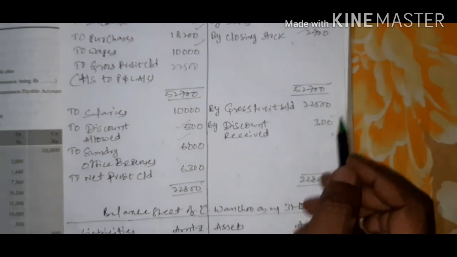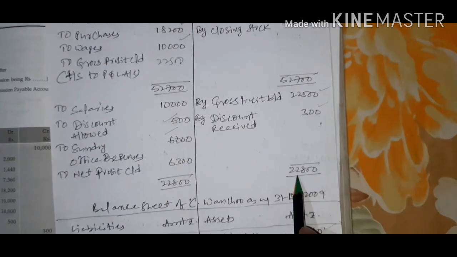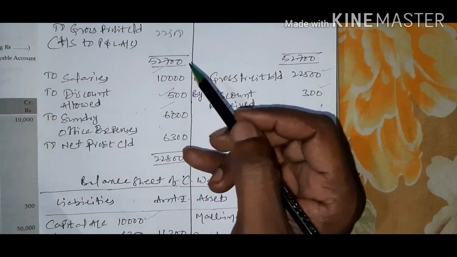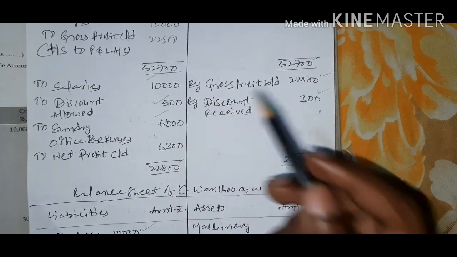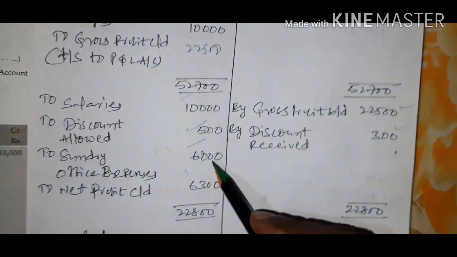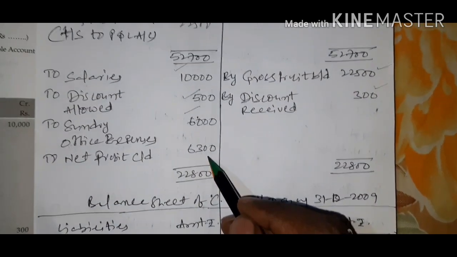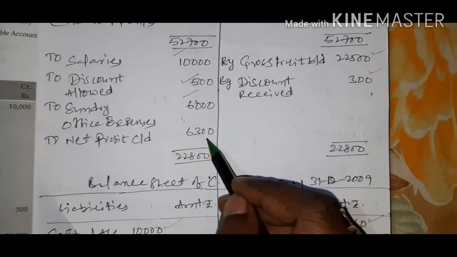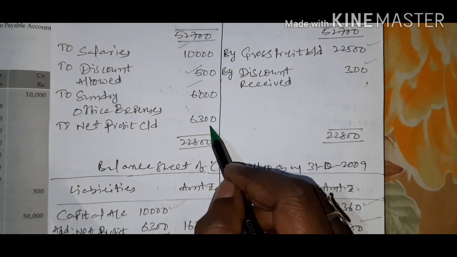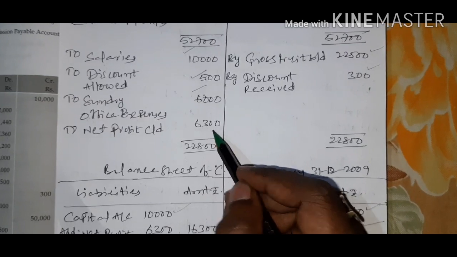Then discount received 300, total we have 22,800. And then here we have deducted salaries 10,000, discount allowed 500, sundry expenses 6,000. The net profit carried down will be 6,300. The same will be transferred to capital account, friends. Because of this net profit, capital is going to rise, so it is to be added to capital account.